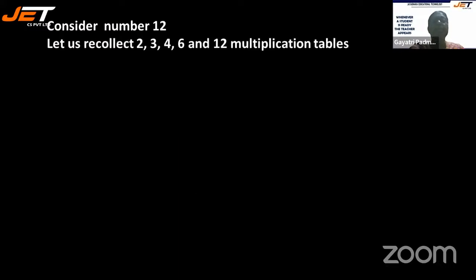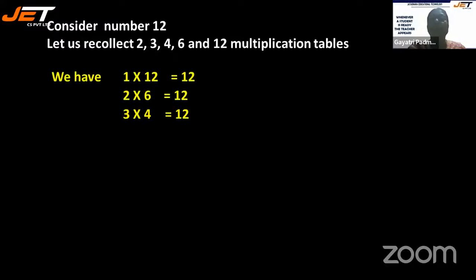All right, now let us consider the number 12. Let us recollect 2, 3, 4, 6, and 12, because how do we take these numbers alone? 2 will go in 12, 3 will go in 12, 5 will not go. 4 will go, 5 will not go. 6 will go, 7 will not go. 8, 9, 10, and 11 will not go, but 12 will go. And that's the maximum, the number we are considering. That is why let us recollect the 2, 3, 4, 6, and 12 multiplication tables.